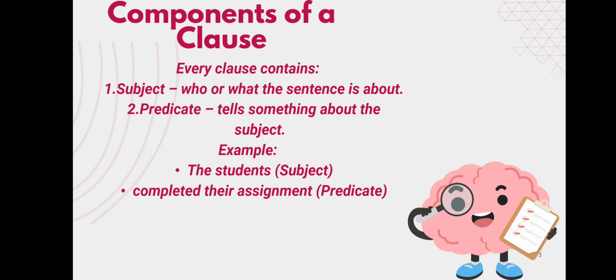Components of a clause. Every clause contains a subject and a predicate. Subject: who or what the sentence is about, or you can also say the doer of the action in the sentence. Predicate: the part of a sentence that tells something about the subject. For example, the students completed their assignment. The students is the subject in this clause and completed their assignment is the predicate that is telling us about the subject.